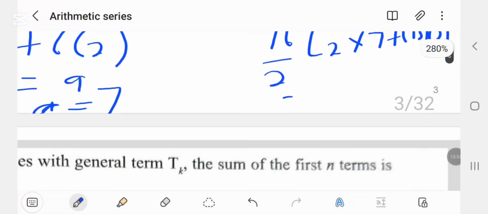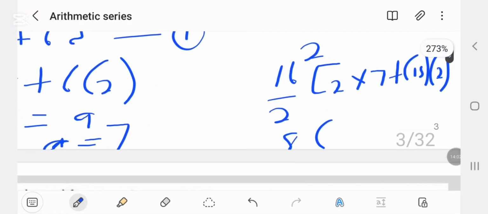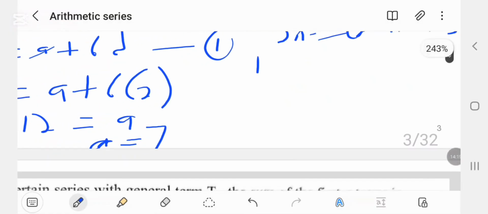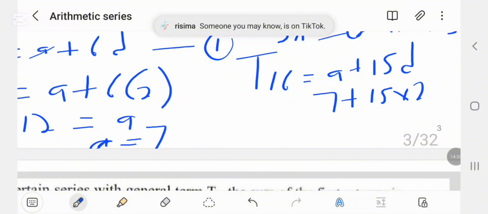16 divided by 2 is 8. After substituting the whole thing inside the bracket, let me see. 15 times 2, 30, then plus 14. Let me see. Okay, so let's find the last term. We have 16 terms. A plus 15d. What's A? A is 7. 15, D is 2. So the last term is 37.